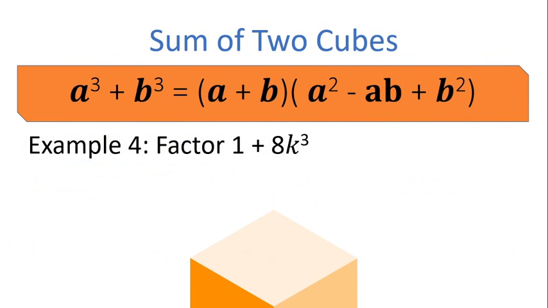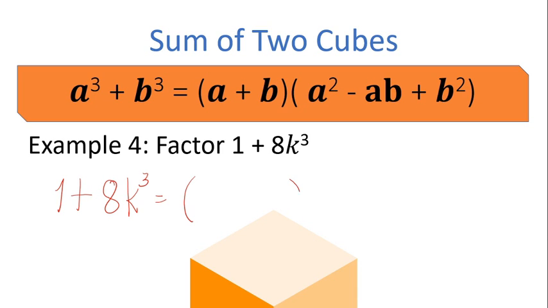Let's have an example. Factor 1 plus 8k cubed. Again, check first if the given is a sum of two cubes. 1 and 8 are both perfect cubes. The exponent 3 is a multiple of 3. The sign between the two terms is plus. Now, let's factor.